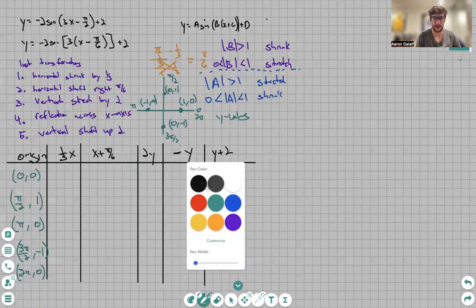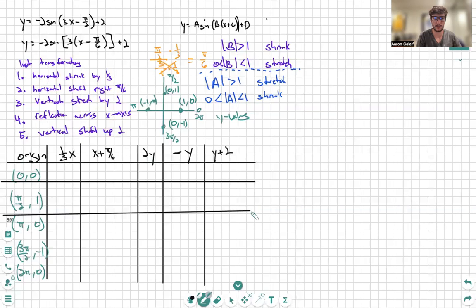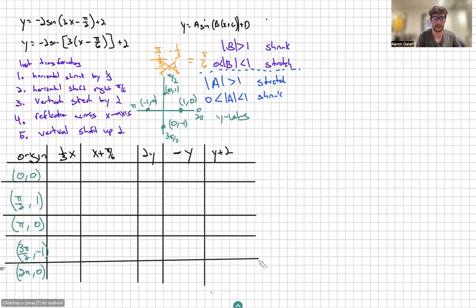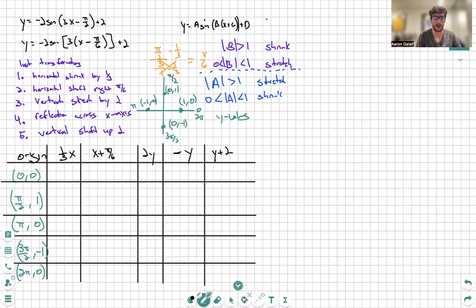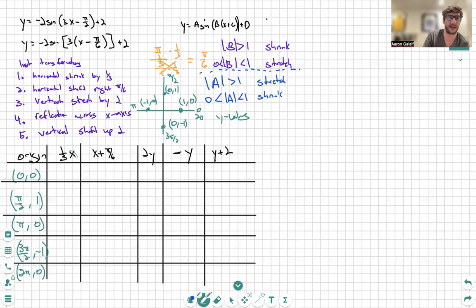Let's separate them, make our graph a little cleaner. Let's put this down for a second. Keep making it cleaner. And now let's start applying all of these transformations. So the first transformation is we are multiplying 1/3 to x. This does not change. Next, we add pi over 6 to x.